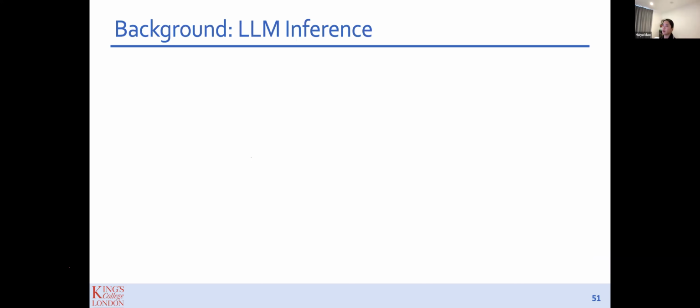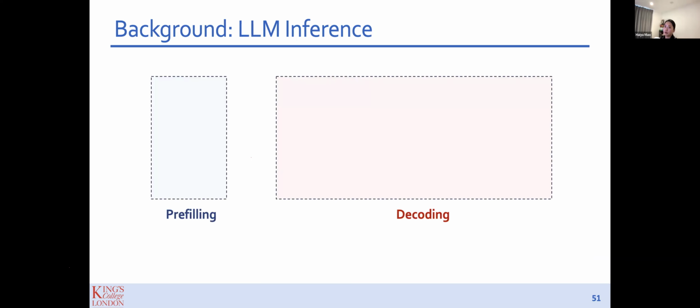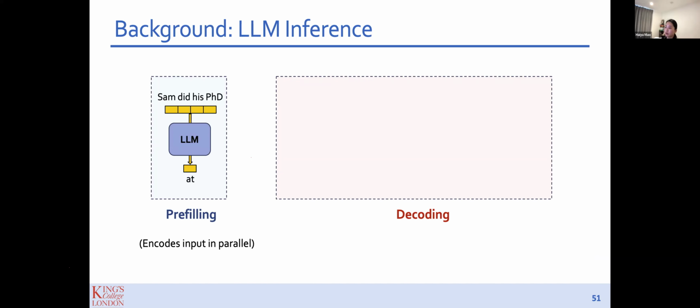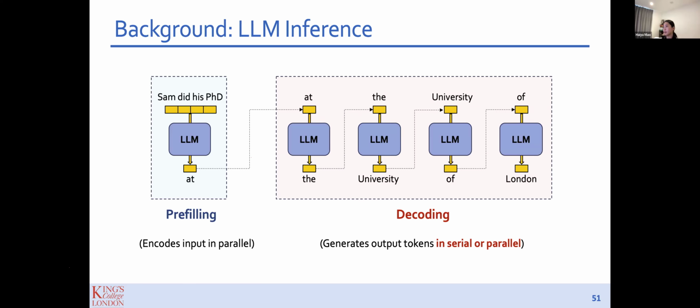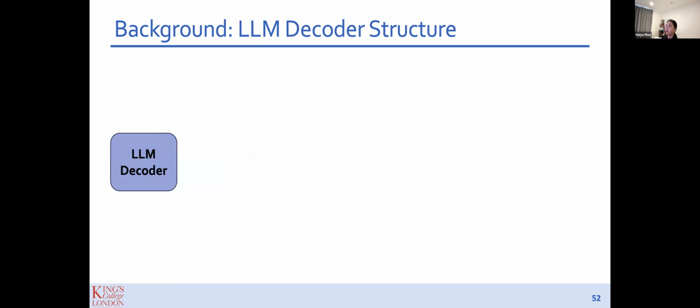Firstly, let me give you a background of large language model inference, where we have two basic stages. One is prefilling and one is decoding. In prefilling, we encode the input in parallel, and in decoding, we generate output tokens in serial or parallel, which we will discuss later. In serial decoding, we generate tokens one by one, and we have all of the results here. So the decoder structure is like this.